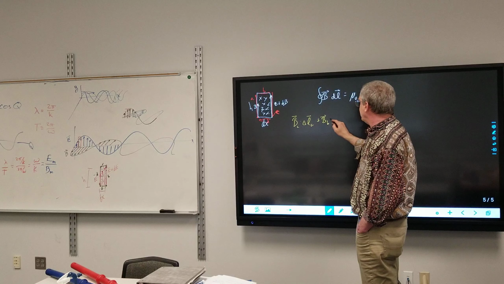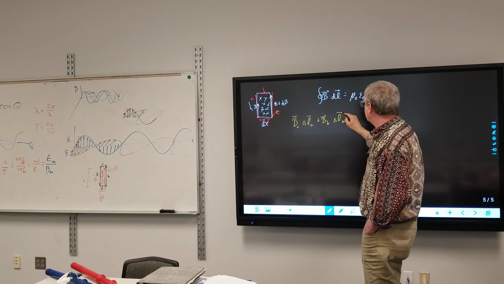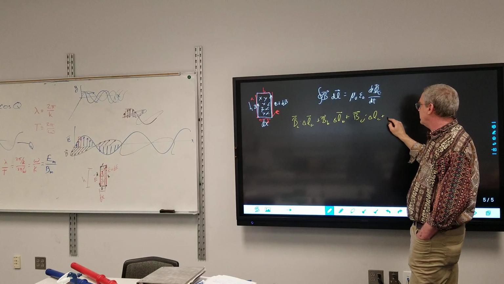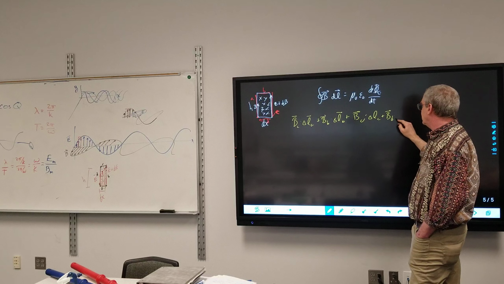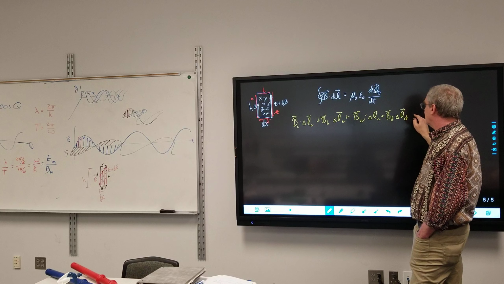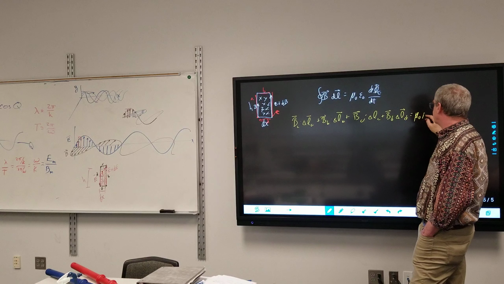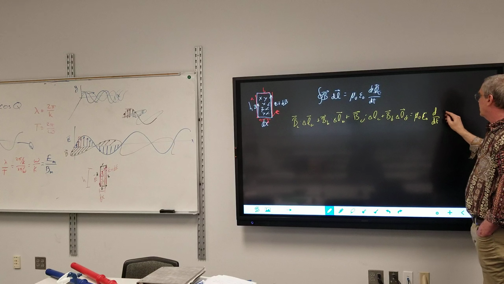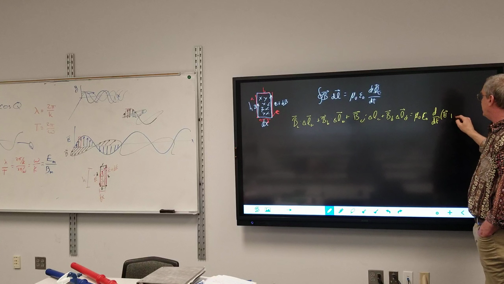B along B dot delta L along B plus B along C dot delta L along C plus B along D dot delta L along C is going to be equal to mu naught epsilon sub naught d dt of E dot A.